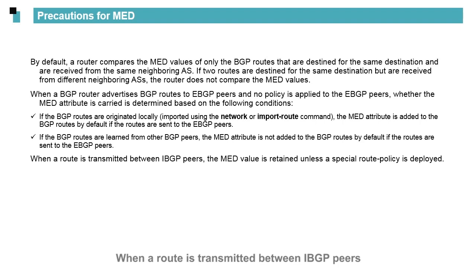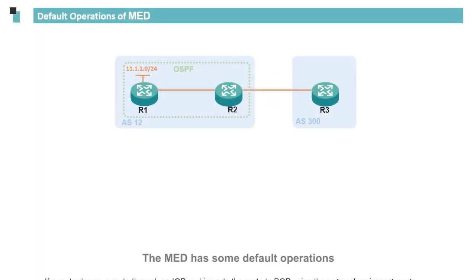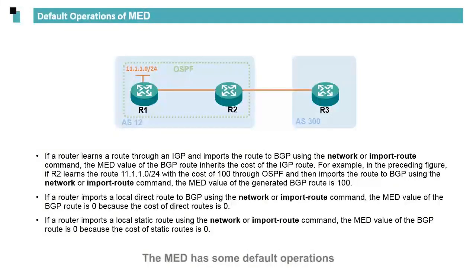When the route is transmitted between iBGP peers, the MED value is retained unless a special route policy is deployed. The MED has some default operations.